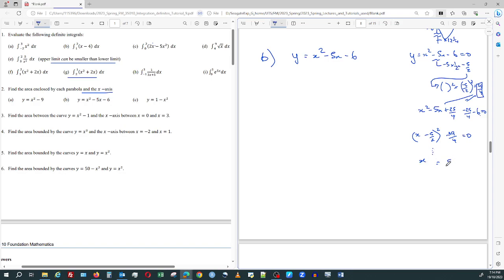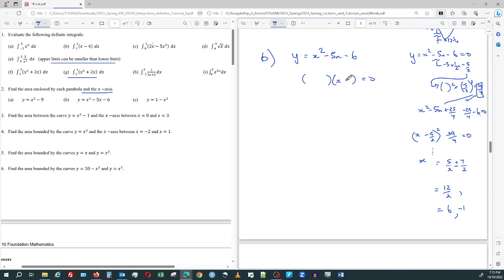So we'll have 5 on 2 added. We'll have plus or minus square root of 49 would be 7. And the square root of 4 would be 2. So I've kind of done a little bit of that for you. So 5 and 7 is 12 on 2, which is 6. And 5 minus 7 is minus 2. So it's minus 1.